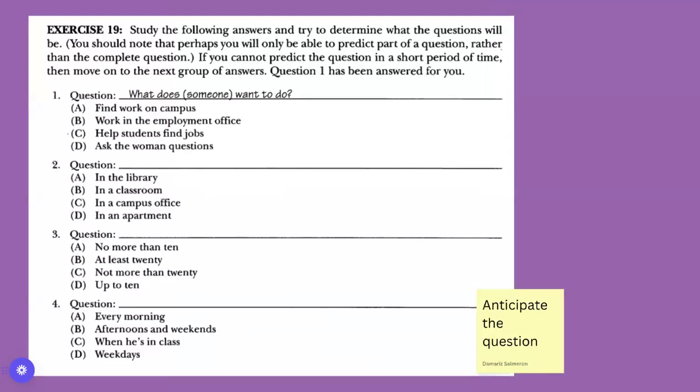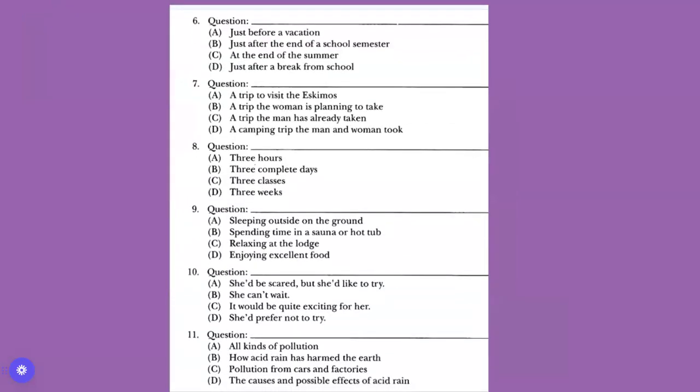And let's see. Number 2 will probably be, where does the conversation take place? And then this one could be like, how many hours can the person work? We had already discussed a little bit of this. And question 4 could be like, how often, let's see, number 6. It could be like, when does the conversation take place?